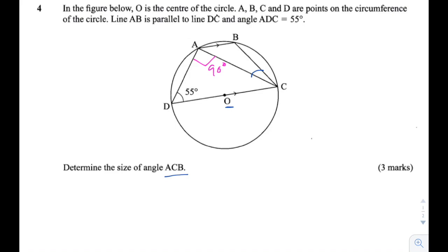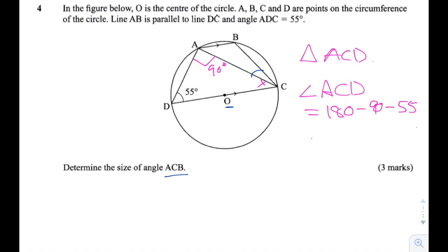And if we know that DAC is a right angle, and we know that ADC is 55 degrees, and we know that ACD forms a triangle, then we can work out the value of this angle here, ACD. So that means that angle ACD is equal to 180 minus 90 minus 55, and that is equal to 35 degrees.